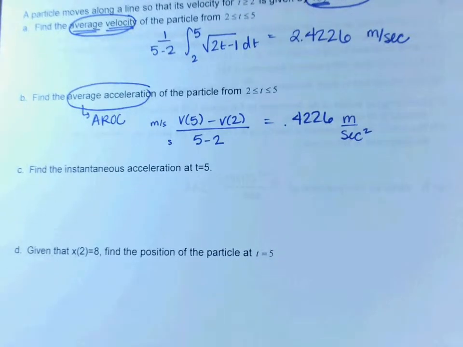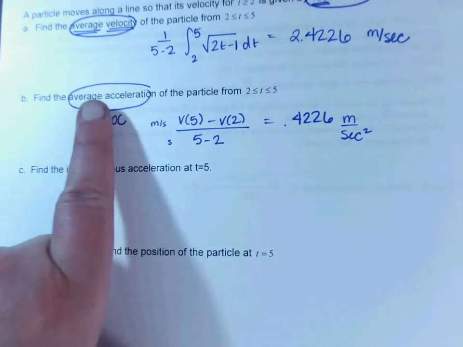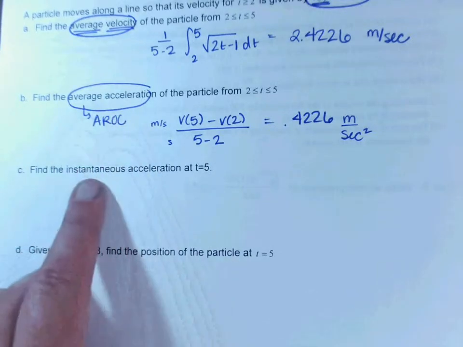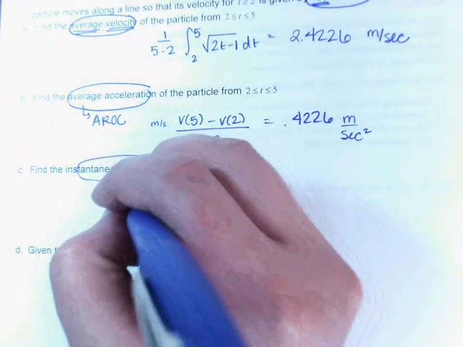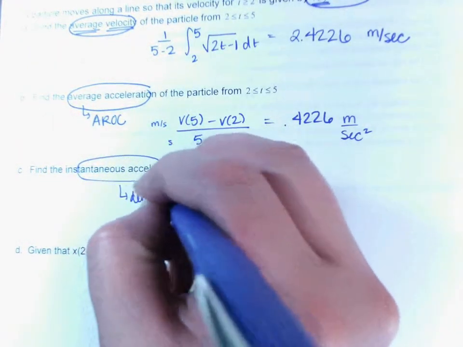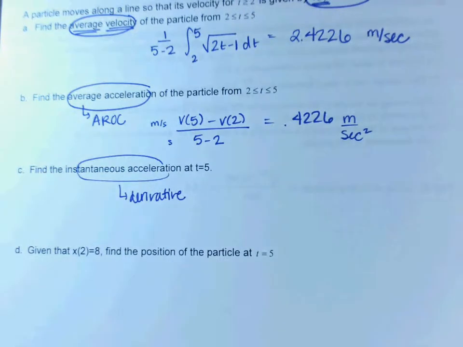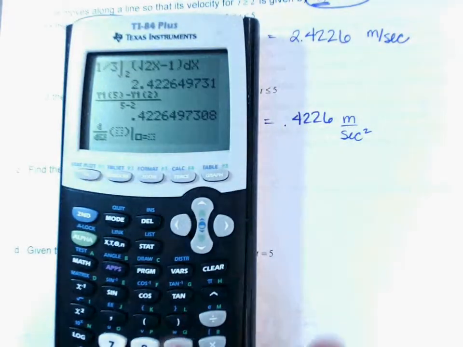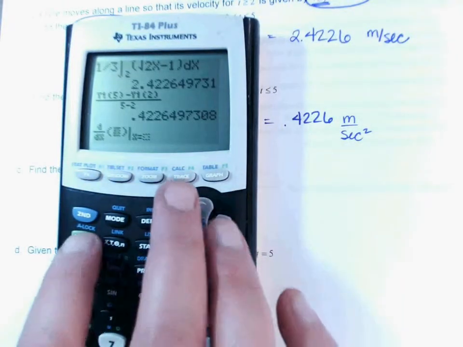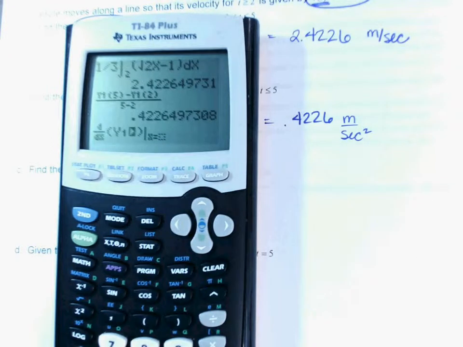Okay, now part C. This time I wanted the average acceleration over an interval of time. This time I want an instantaneous acceleration. That is the same as a derivative. Remember, in the calculator you can find the derivative using math 8. So math 9 is an integral, math 8 is a derivative. So I'm going to do math 8 here. I want d dx in the box. Alpha trace y1 in the big box, and then I put where I want the derivative, which is at 5.